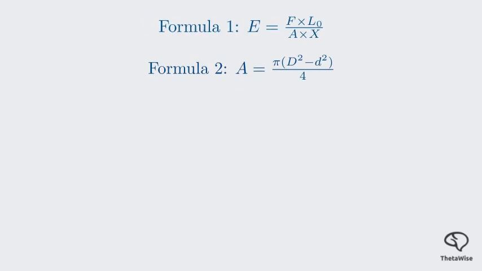Looking at our first formula, we have E, F, L naught, and x. The unknown is A, the area. So our strategy will be to use the Young's modulus formula to solve for the area first. Once we have the area, we can use the ratio of diameters and the area formula to find D and d. Let's begin by solving for the area A.